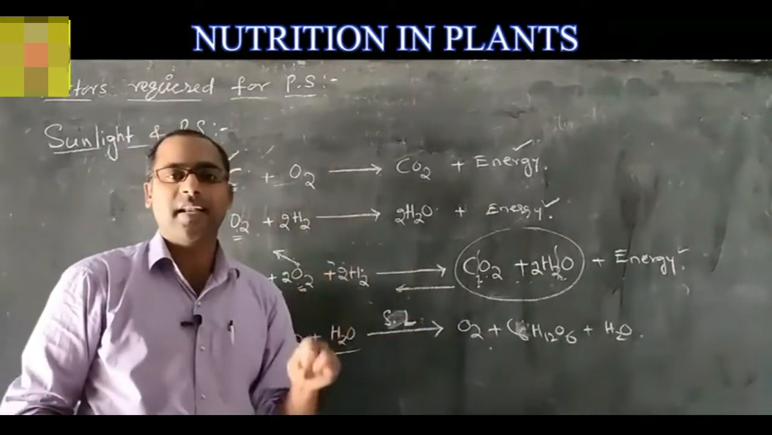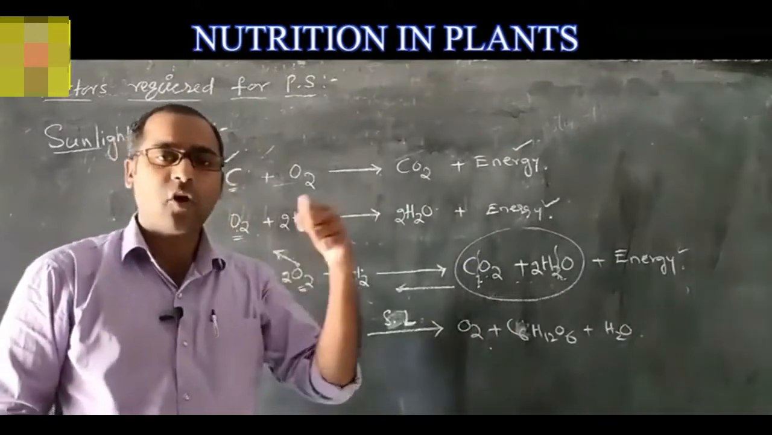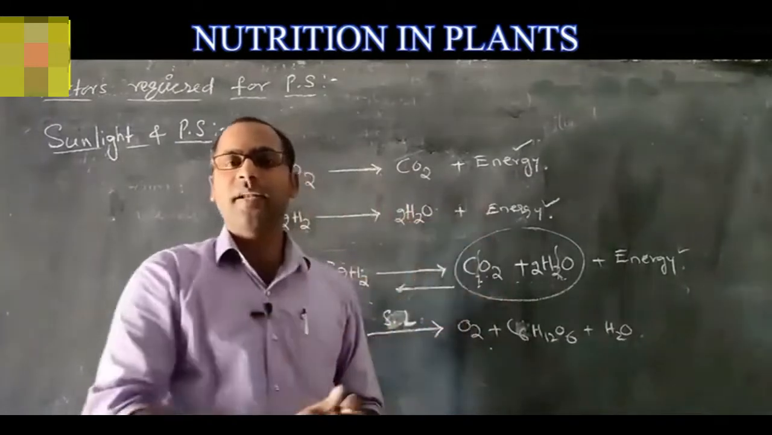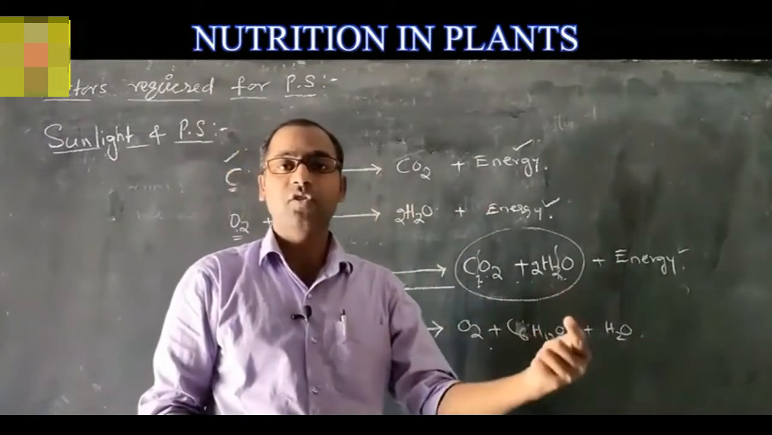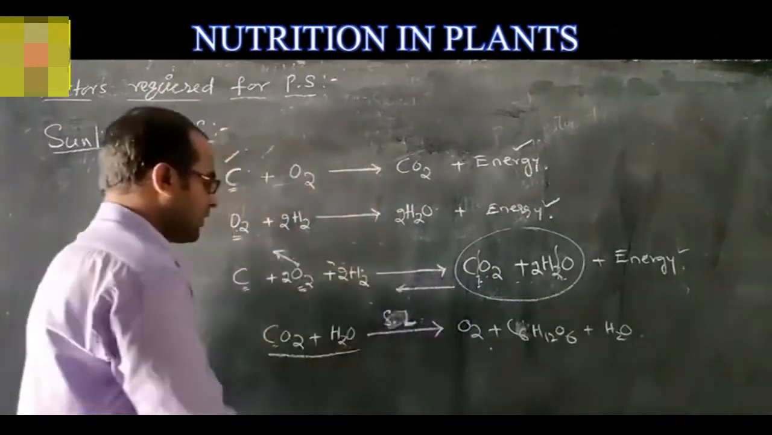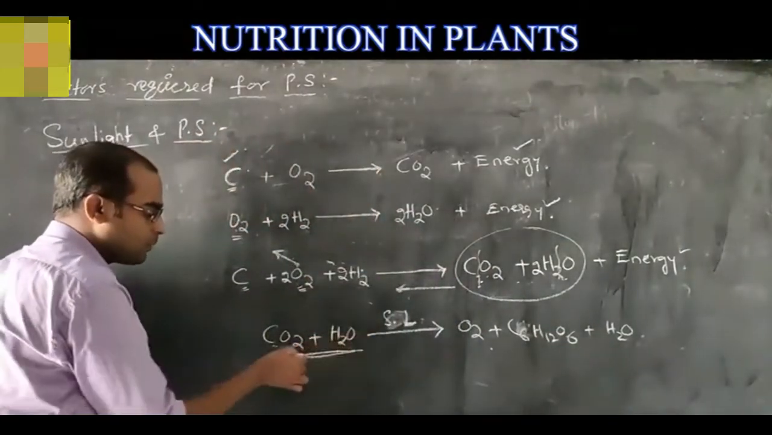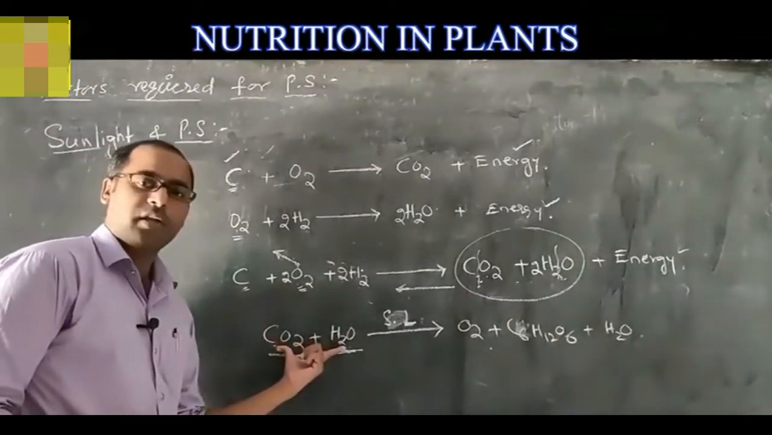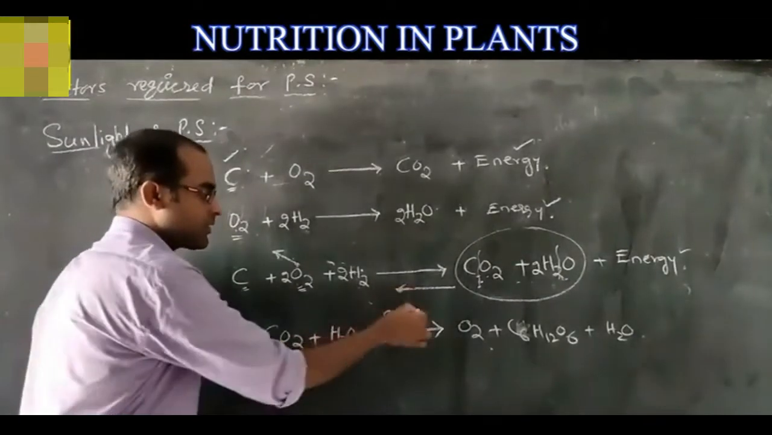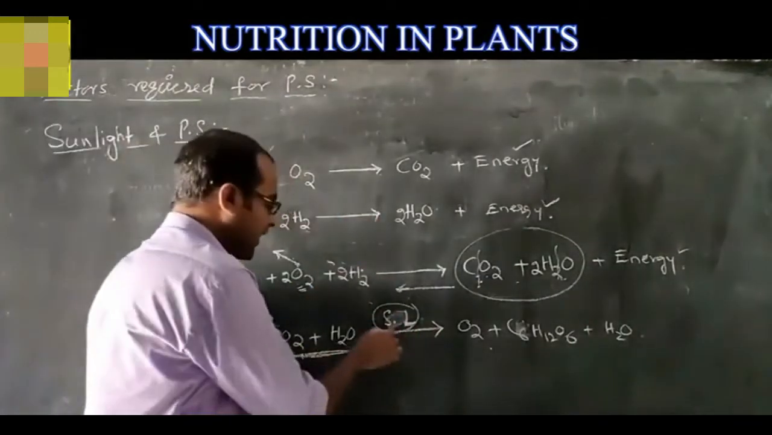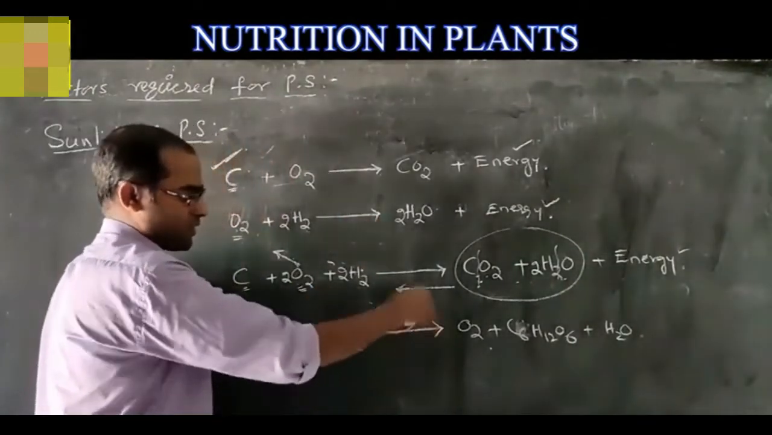From where are the plants getting energy? The plants are preparing the food materials. For the formation of food, from where are they getting energy? Here the energy required for the breaking of the bonds between these two molecules is sunlight. Sunlight is used as energy. So photosynthesis is an endothermic process.